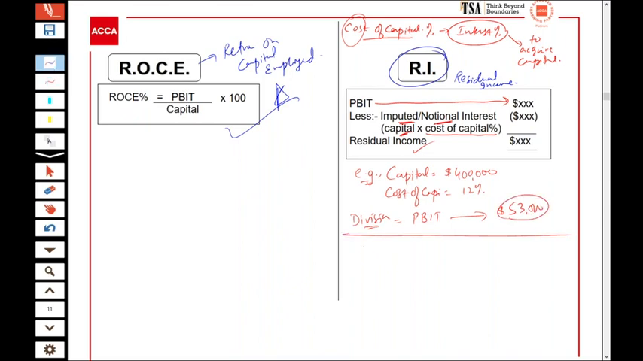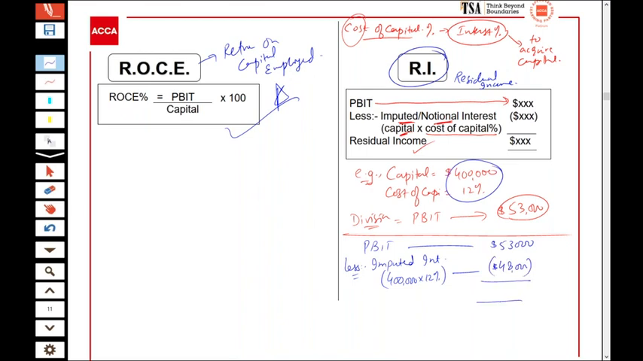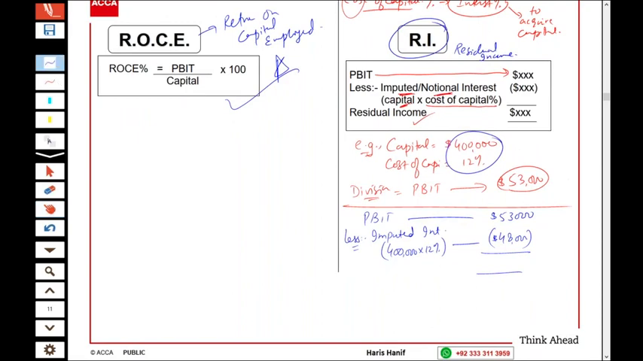So how will I calculate the residual income? That is profit before interest and tax, 53,000, less imputed interest, that is 400,000 multiplied by 12%, which is 48,000. Now 48,000 will be paid to the finance providers, and I will be left with 5,000, and that 5,000 is basically the residual income for the division.